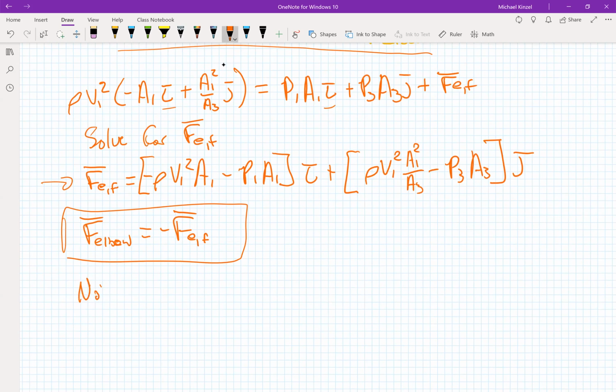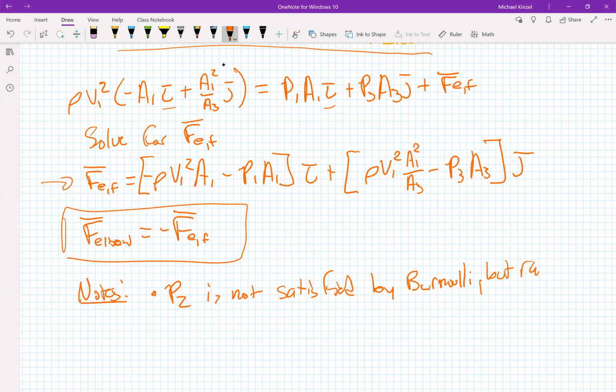A few notes. Pressure 2 is not satisfied by Bernoulli, but rather the quasi-1D energy equation. You apply Bernoulli here, it's not going to work. You have a head loss, which causes Bernoulli to fail.